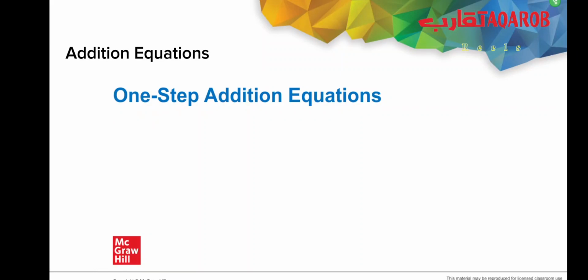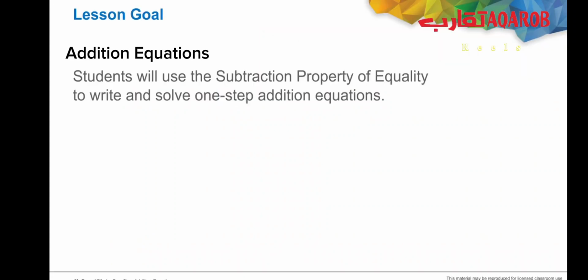The second lesson of module 6 will be one-step addition equations. At the end of the lesson, students will use the subtraction property of equality to write and solve one-step addition equations. Look, Miss, as you can see here, we have two operations, addition and subtraction.